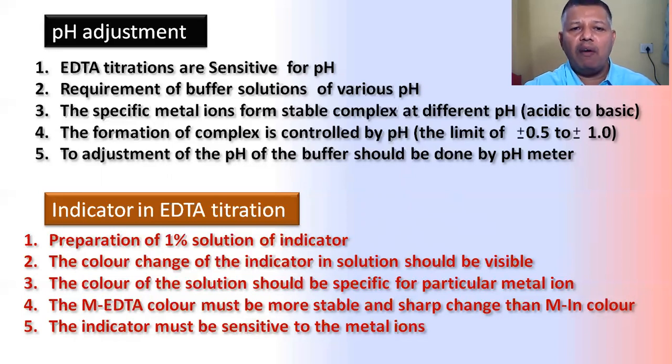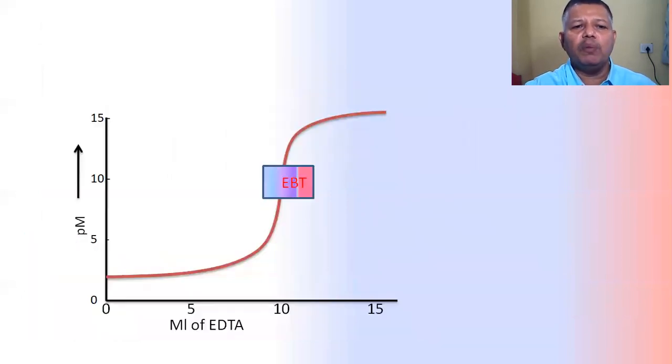When we plot the graph for the different metals, as we add the indicator and EDTA, we observe that the nature of the graph is like this. When EDTA is added to the solution and we measure the pM, that is, the metal ion concentration, and plot that, the nature of the graph is like this.